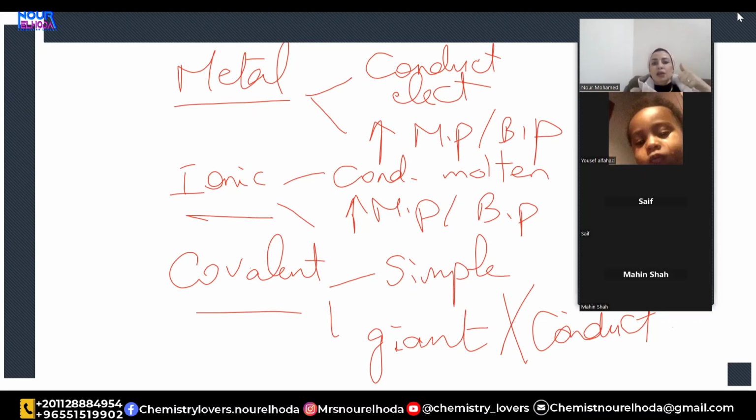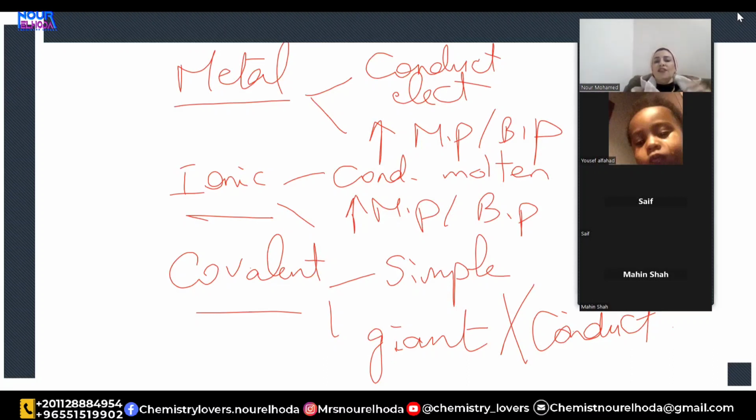Okay? يبقى again, metals all the time conduct electricity و high melting or boiling point. Ionic برضو high melting or boiling point but conduct electricity when molten only. طب covalent they don't conduct electricity but if it is simple it will have a low melting or boiling point. If it is giant, high melting or boiling point. يبقى now I identified the ionic compound والmetallic والcovalent.